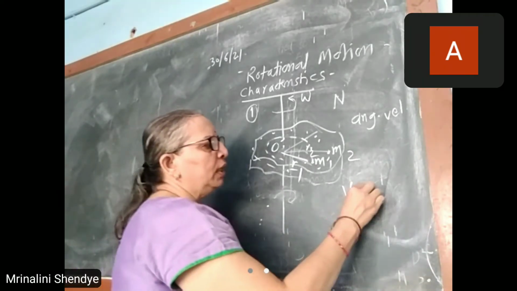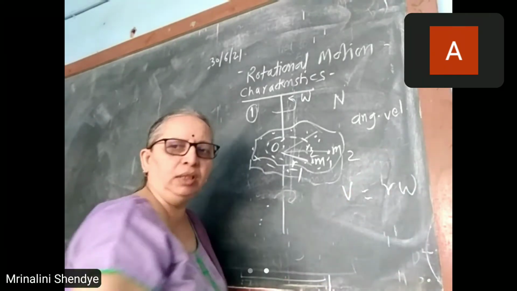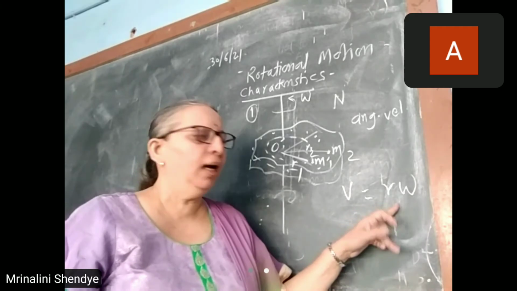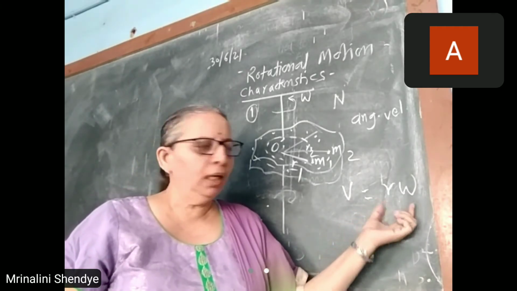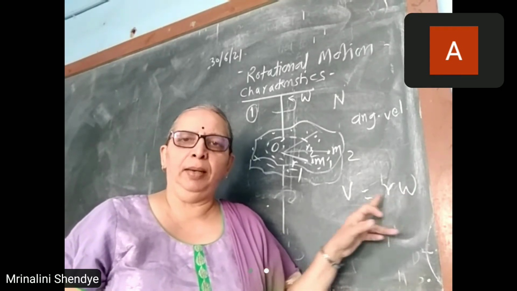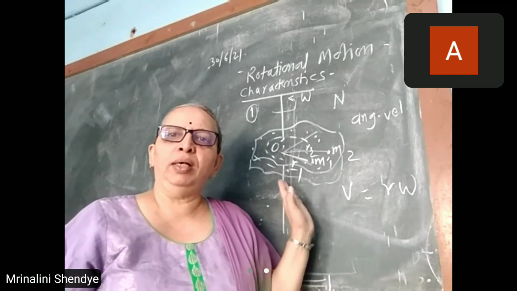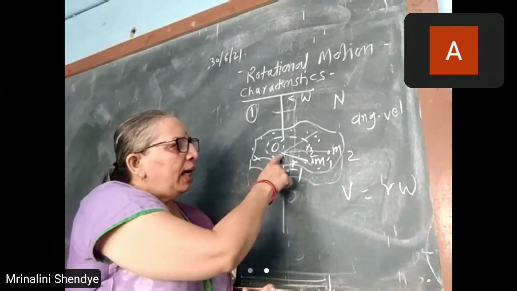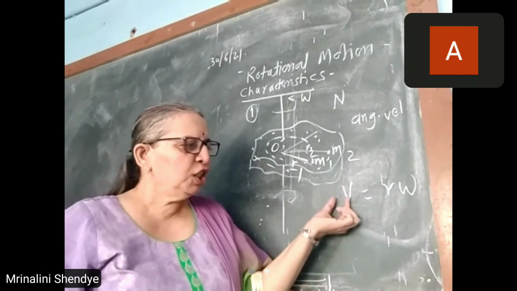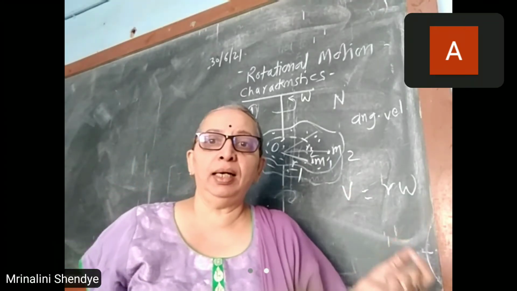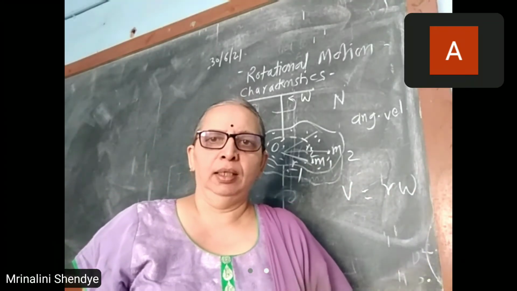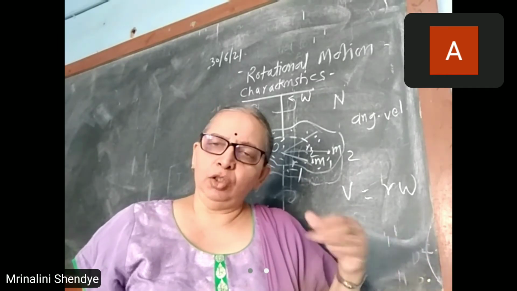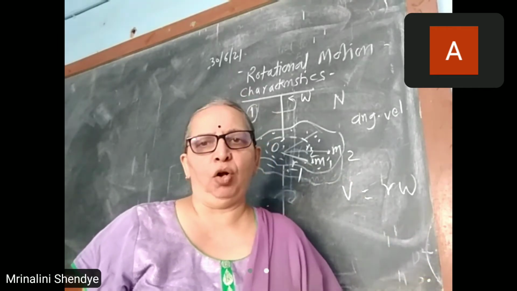You know the linear velocity is related to omega with the expression r omega. So even though omega is the same, r is different for different particles from the axis of rotation. Each particle will have a different linear velocity. It is also called translational velocity.